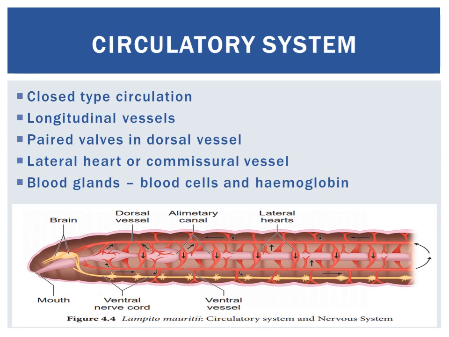Okay, it is preventing this backward flow. So here the blood is moving only in one direction. It is moving forward towards the head region. Understand? Okay. Then the lateral heart or commissural vessel is present there. That is a very important area.